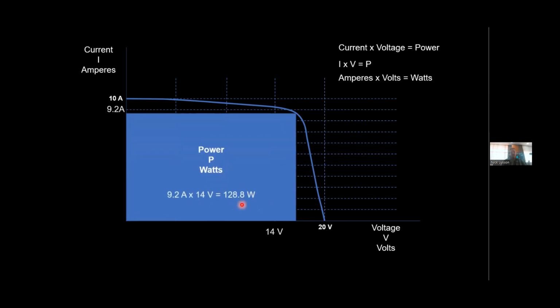So that would be the maximum power point. You see that blue rectangle is the largest when you have the peak of the maximum power point. You balance the current and the voltage precisely.